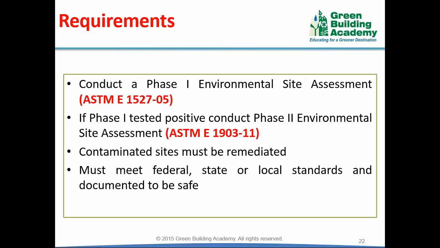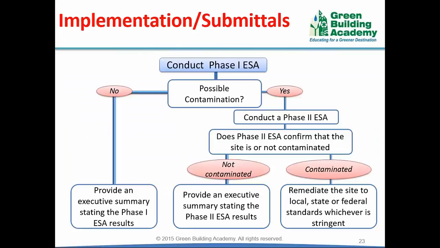Conduct a Phase 1 ESA, environmental site assessment, as per ASTM E1527-05, and then if it is tested positive, meaning it has possible contamination, the site might be contaminated because of its previous use, then the project team is required to conduct a Phase 2 environmental site assessment as per ASTM E1903-11. So the reference standards are different for the two phases of ESA, so you need to remember these things.